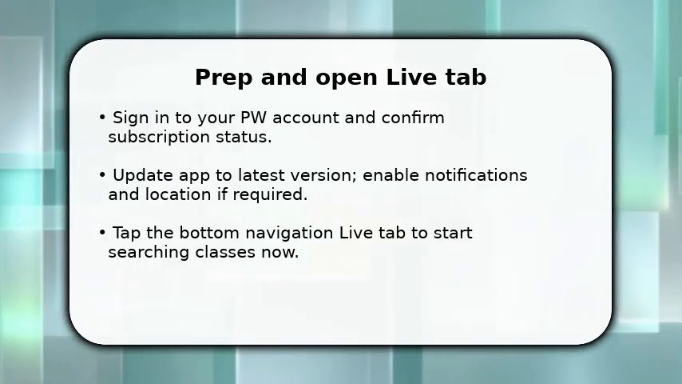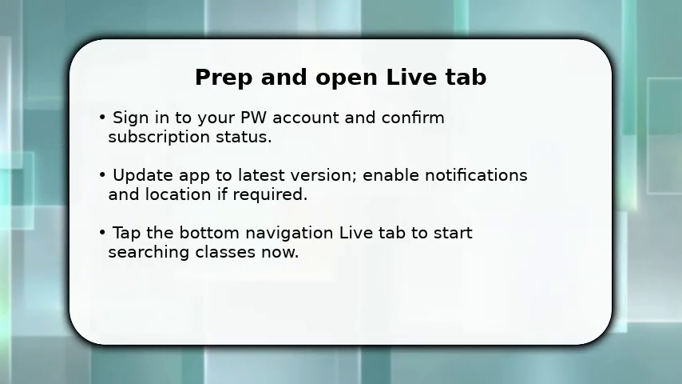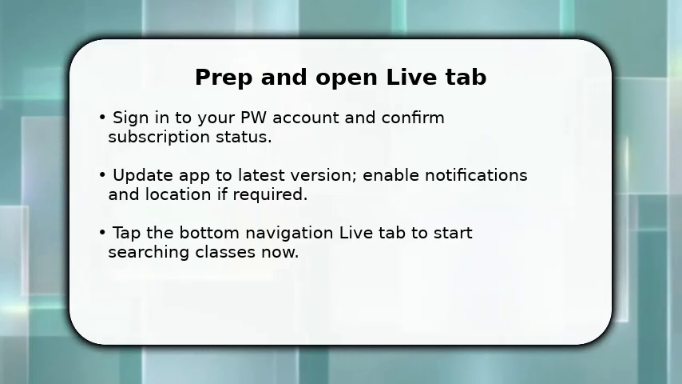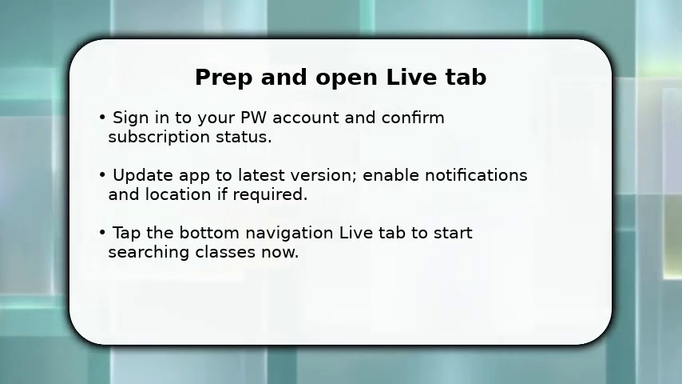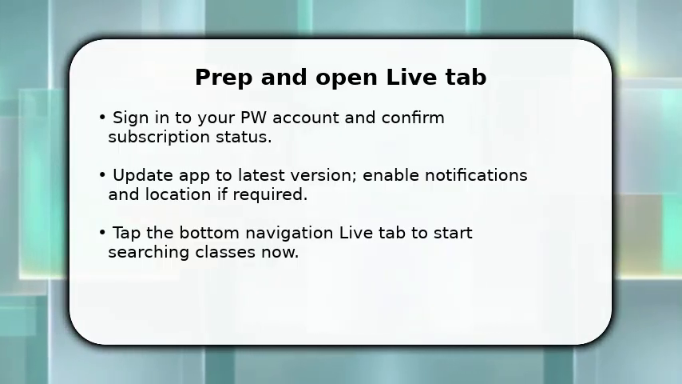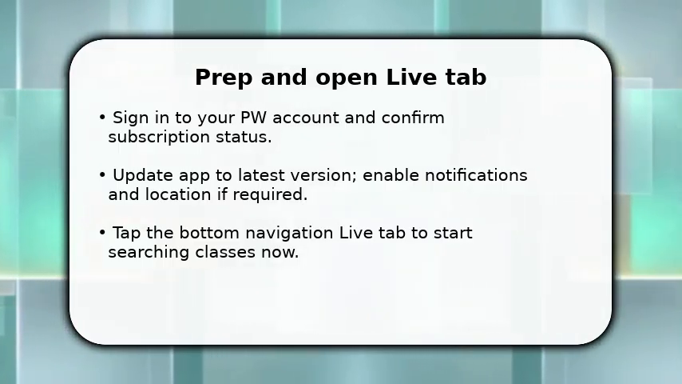Next, go straight to the Live tab at the bottom of the screen. This is where live classes congregate. From here, tap the search icon and enter keywords or instructor names. Doing these first steps ensures you're looking at current, accessible sessions rather than cached or outdated listings.